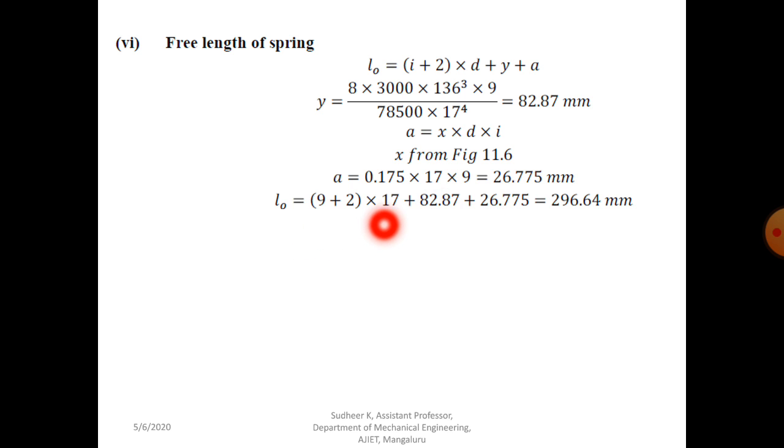So now you have to add all the length, so that you will get the free length of the spring. So 9 plus 2 into 17 plus 82.87 plus 26.775 is equal to 296.64. So this is the free length of the spring.